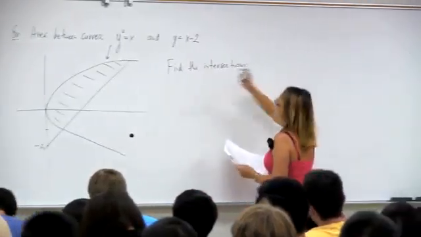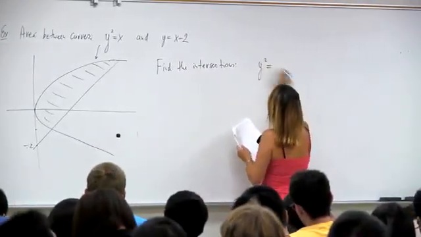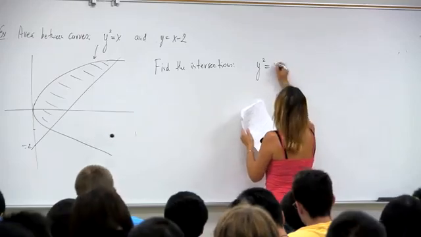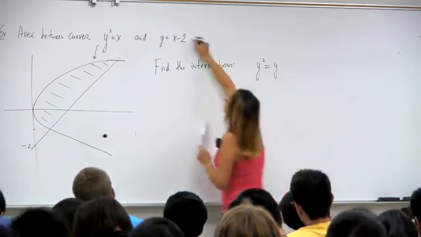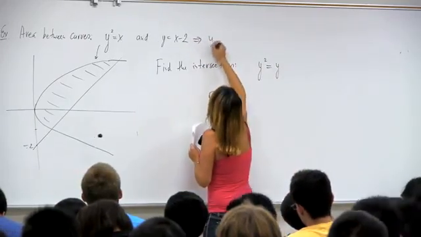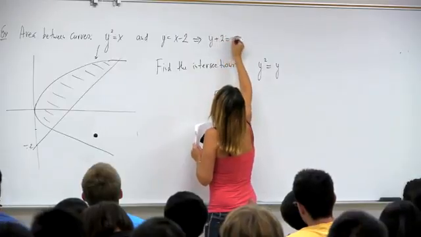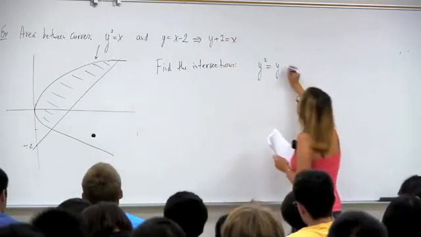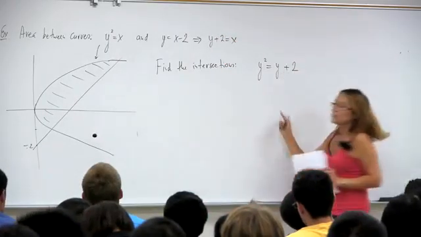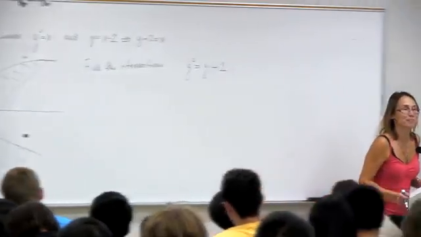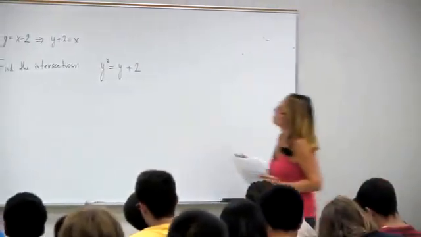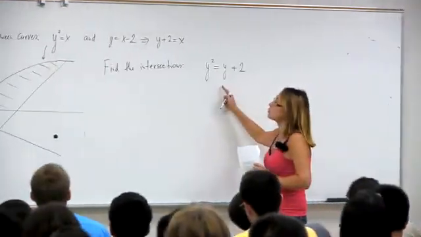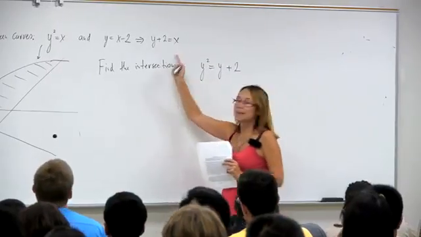And to do this, we equate the two, and we can do it in terms of y. y squared is... so we can rewrite this as y plus 2 equals x. Okay, so we do it in terms of y, because these are all the values of y for which x is the same.